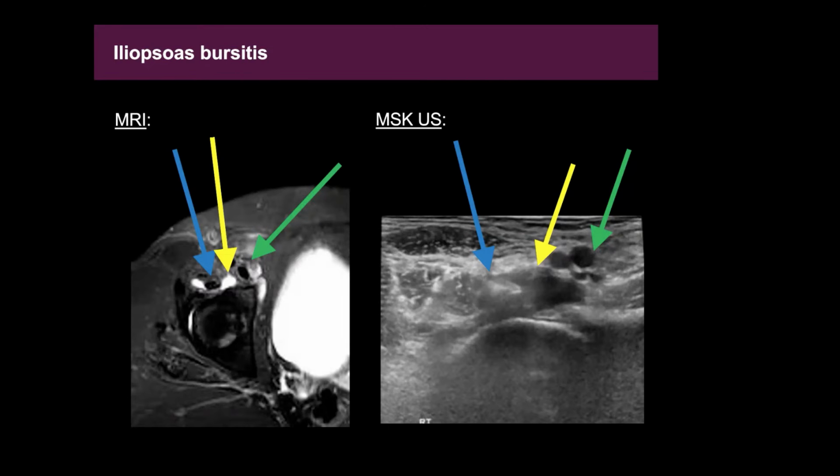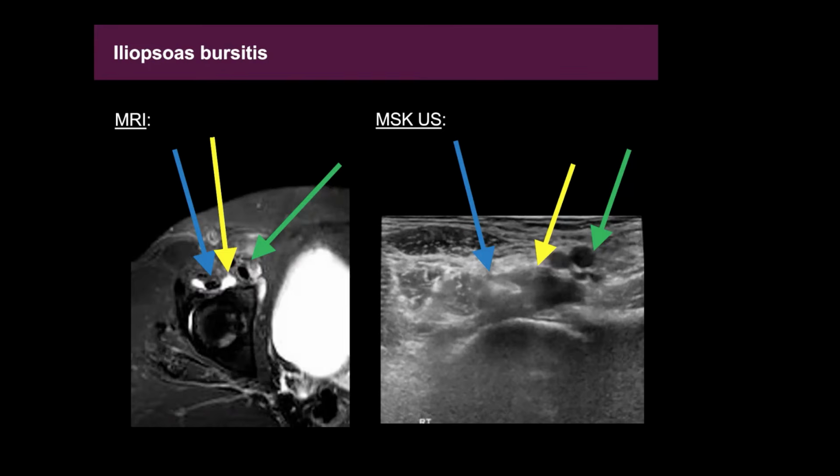And you can see how the psoas tendon is actually surrounded by anechoic structures on the ultrasound image, denoted by that yellow arrow. And you can see the same findings on the MRI on the left-hand side of the image. And this is a case of iliopsoas bursitis, which is a U-shaped structure that goes on the medial and the lateral side of the iliopsoas tendon.